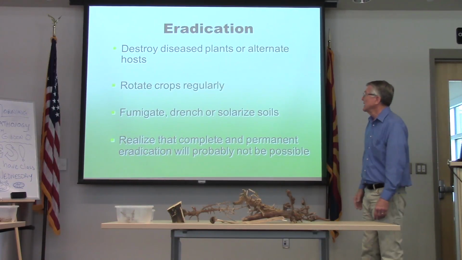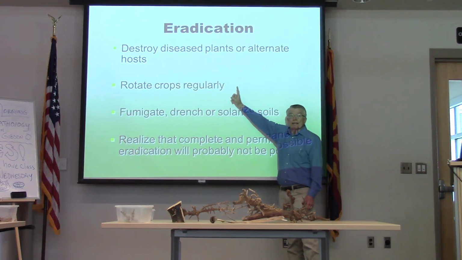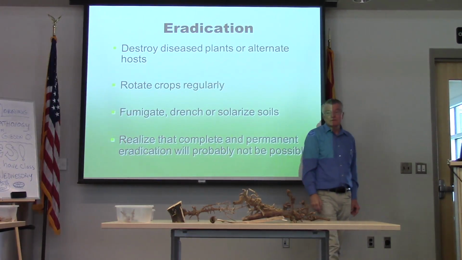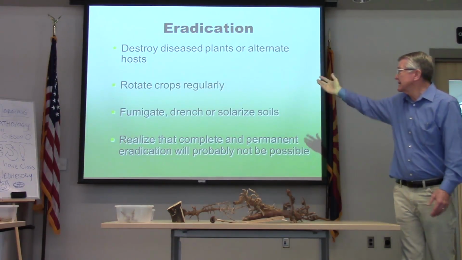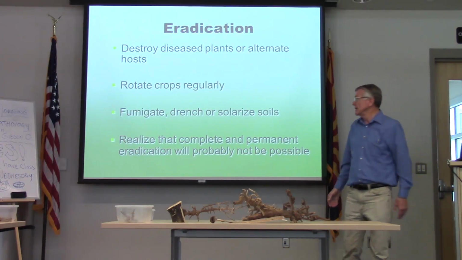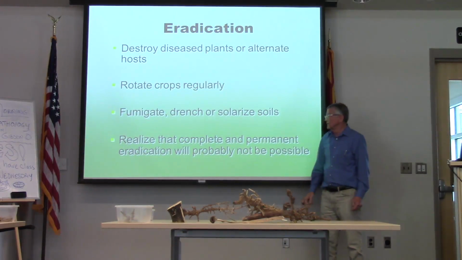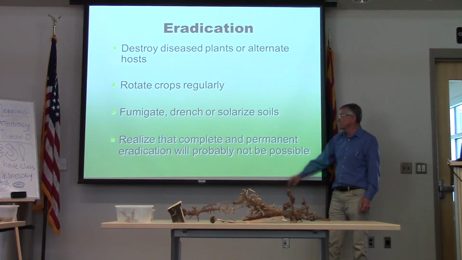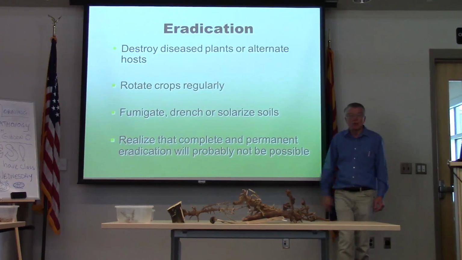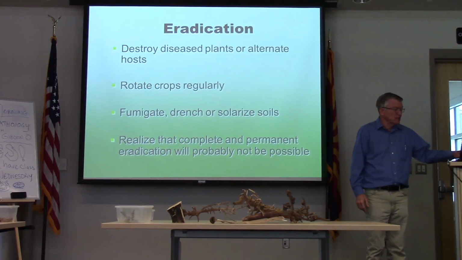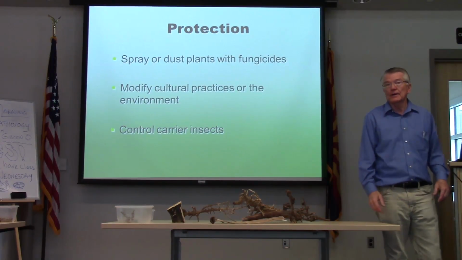So they came in and they destroyed the diseased plants in the fields, just plowed them under, and went into other types of plants significantly. Went back to cotton, went to alfalfa, other plants that don't get the disease to reduce the inoculum. Sometimes we can fumigate, drench, or even solarize soils to reduce the disease organism. And we've got to remember again that complete and permanent eradication will probably not be possible, especially if the disease or insect gets a toehold in our area.